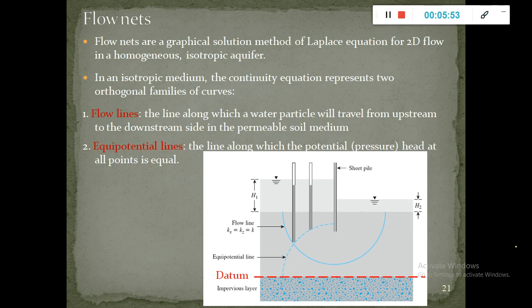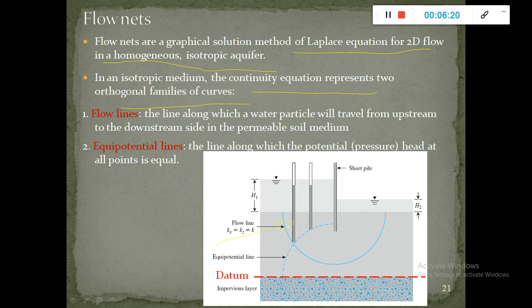What is a flow net? Flow nets are the graphical solution of the Laplace equation for 2D flow in a homogeneous isotropic aquifer. In an isotropic medium, the continuity equation represents two orthogonal families of curves. So flow lines are the lines along which the water particles travel from the upstream to the downstream side in a permeable soil medium. This is the flow lines.